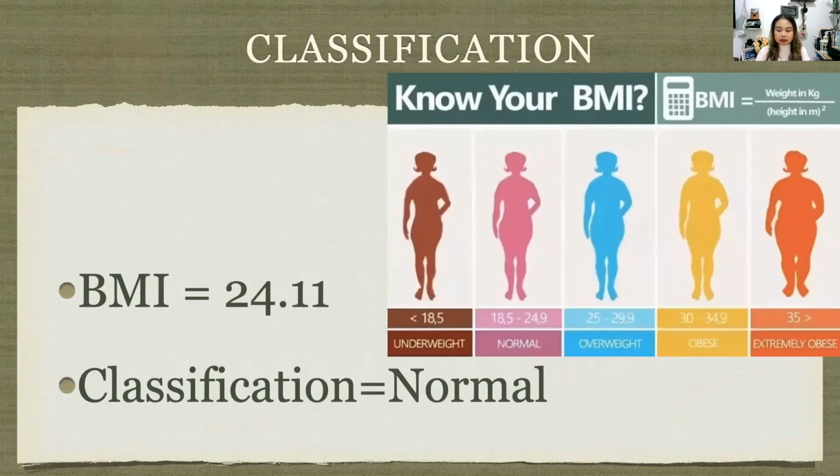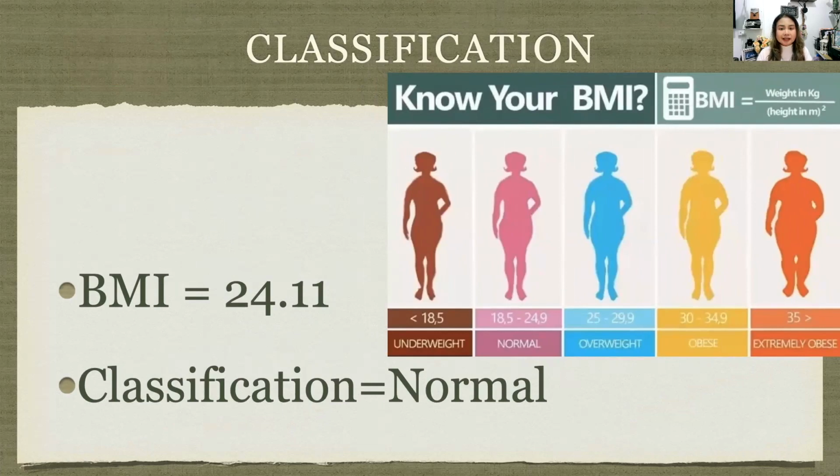Now looking at the category or our standard, the 24.11, as we would like to know the classification, belongs to normal. Underweight is below 18.5. For the normal, it's 18.5 to 24.99. For the overweight, 25 to 29.99. Obese, 30 to 34.9. While the extreme obese, it's 35 and above.